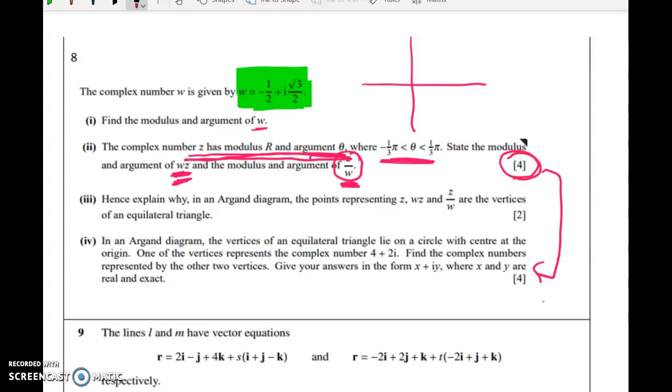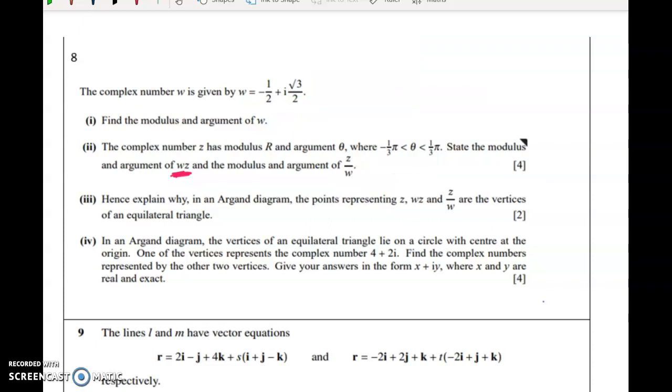But it also is going to help us a lot with this question down here. And then we have to explain why these points are the vertices of an equilateral triangle, which sounds hard, but it turns out it's not if you do this bit well. Lastly, we're given a specific complex number. We're told that the vertices of an equilateral triangle lie on a circle with centre at the origin, and one of these vertices is this complex number 4 plus 2i, so about here. Find where the other two are and give your answers in this form. So you've got to figure that the stuff up above is probably going to help us to do that last bit, and it does. Okay, so let's get going with it now.